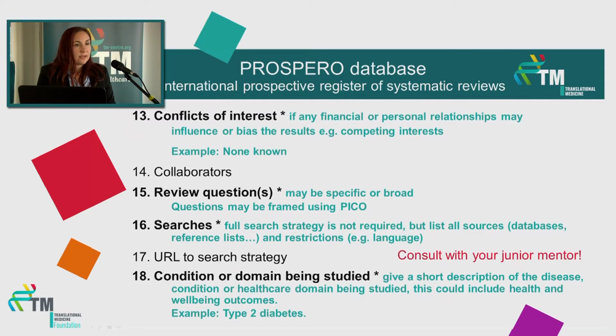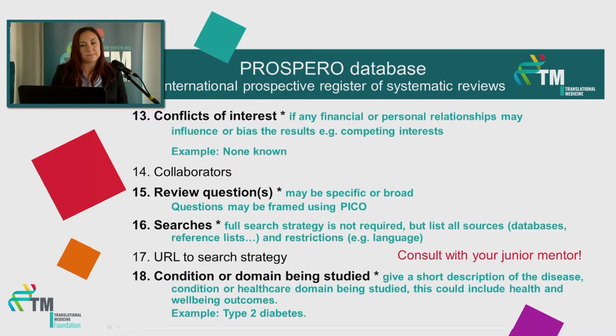And after it, at point 13, you should give the conflict of interest. So an example is none known, but if any financial or personal relationships may influence or bias the results, you have to indicate it here, and the name of collaborators after it. And your review question is highly important. It can be specific or it can be broad. The question may be framed using your PICO.